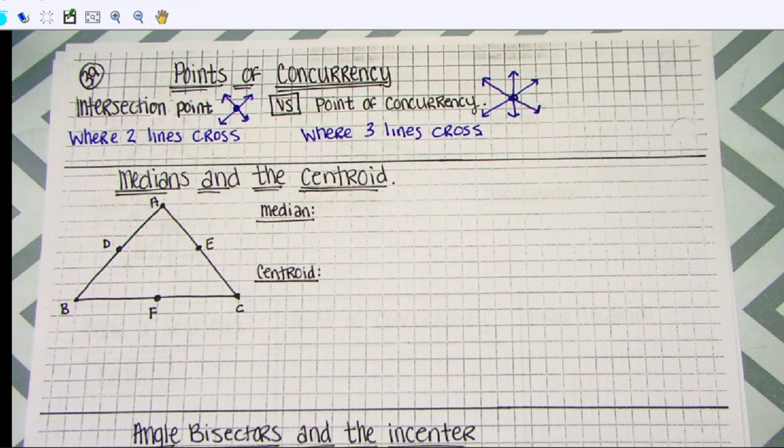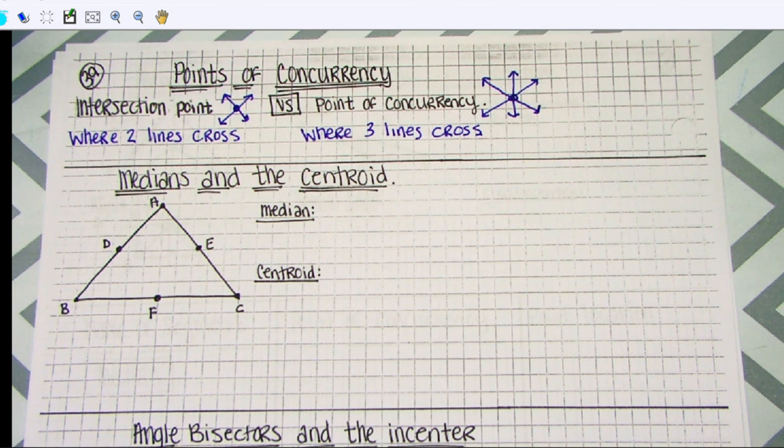So let's first talk about what a median is. A median is kind of like in the road, you know how they have a concrete or grass strip? It divides the road into 2 parts. One's going one direction, one's going the other direction. So the median cuts a road in half, and a median of a triangle cuts a side in half. So it's the same idea.